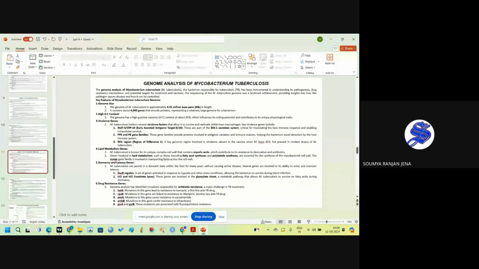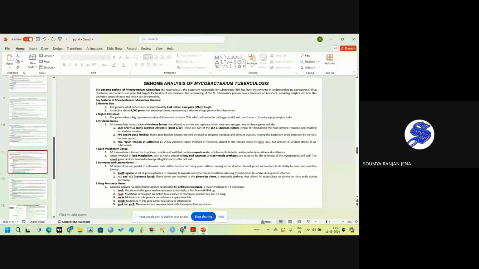Then the key virulence genes include ESAT-6 and the ESX-1 secretion system. This is critical for modulating the host immune response and enabling intracellular survival. The PE/PPE gene family also causes antigenic variation and an immune evasion mechanism, and RD1 is a key genomic region involving virulence factors, which is absent in the vaccine strain M. bovis BCG, but present in different types of tuberculosis strains.